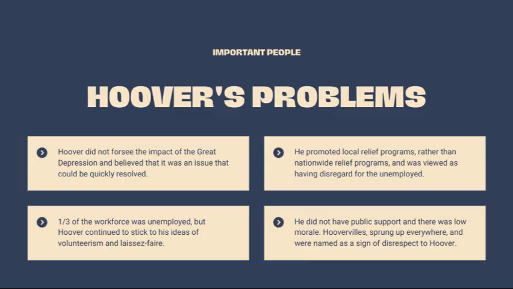Hoover had many failures throughout his presidency. His problems included believing that the Great Depression would quickly blow over without government interference and the belief that issues could be handled through local relief programs. His ideas were viewed as thoughtless by the suffering citizens who thought he was disregarding them by not taking action. He did not have the public faith and there was low overall morale. One example of this is the shantytowns of the poor and unemployed that sprung up everywhere and were called Hoovervilles. Bank failures and unemployment continued as problems, but Hoover stuck to his ideas of laissez-faire and government uninvolvement.